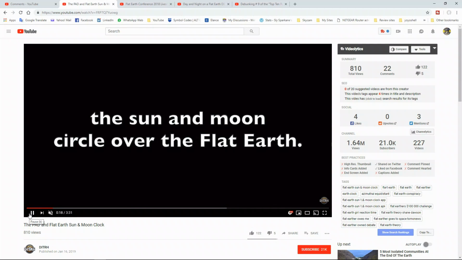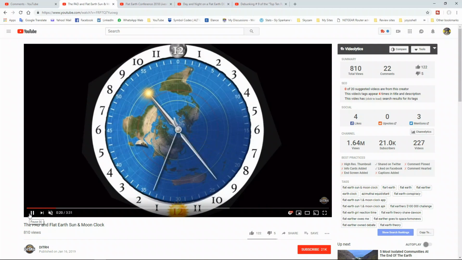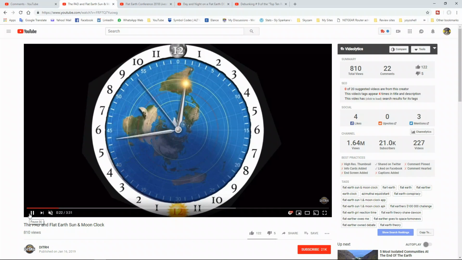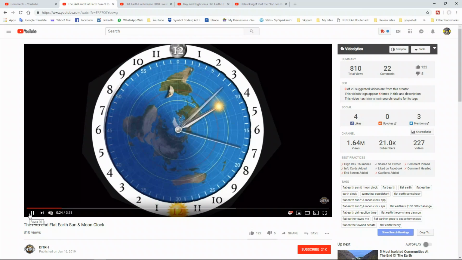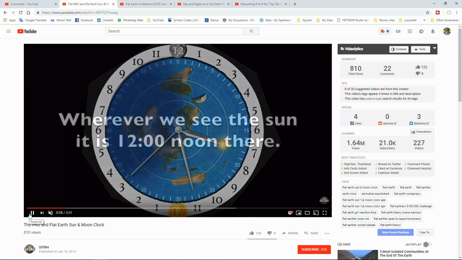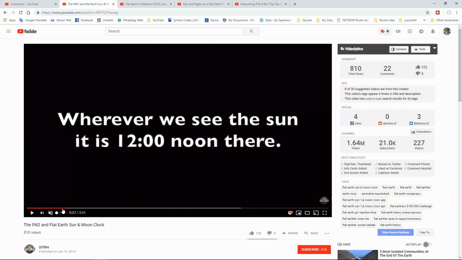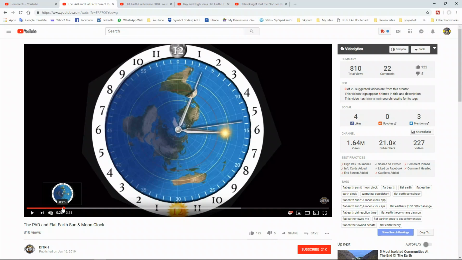Sun and moon circle over the flat Earth. Basically, they're just selling an app. An app that does not concur with reality. Let me show you another neat little thing right now.